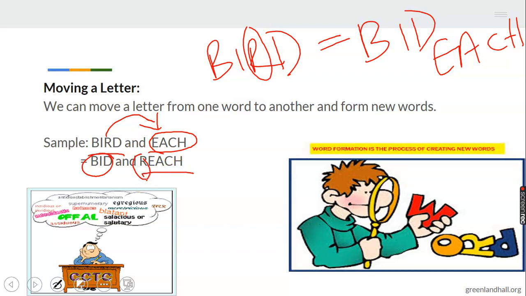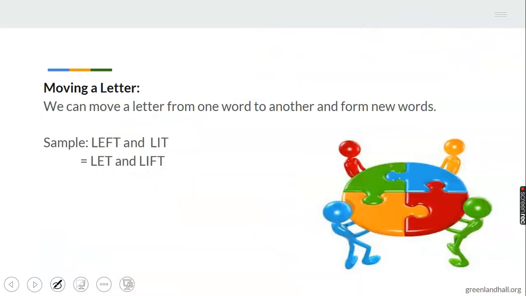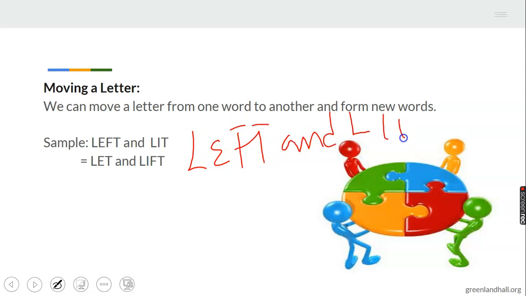I didn't change the order. It's that simple. So when you've gotten it, you will not be searching for it anymore. They are just at your fingertips. Now let's see moving letter. Another example, we have left. Okay, and lit. Right? Who is already seeing it?